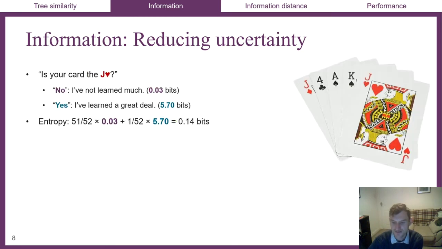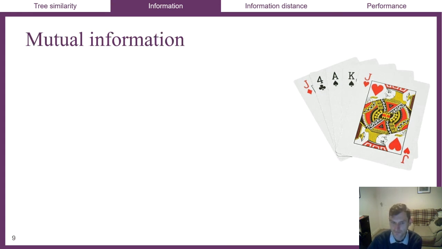But other questions have different entropies. So I could have asked, is your card the Jack of Hearts? And 51 times out of 52 you'd say no, and I'd learn next to nothing. But just occasionally, when your card is the Jack of Hearts, I will learn an awful lot about what your card might be. So the entropy here is quite small, 0.14 bits. This is not as good a question to ask if you want to reduce uncertainty as much as possible. So entropy is the average information gained from a question.